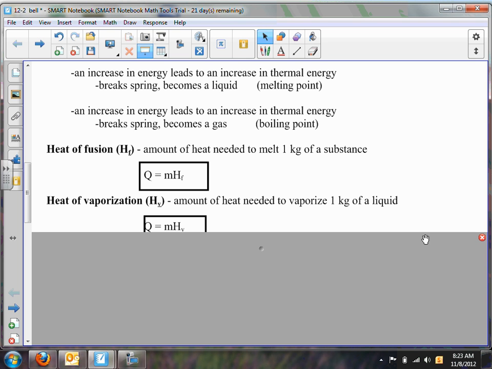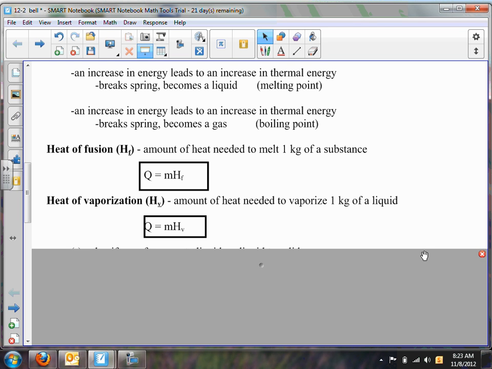We know that you can also go from a liquid to a gas, and that's called vaporizing something. The heat of vaporization, or HV, is the amount of heat it takes to vaporize 1 kilogram of a liquid. How would you compare the Q, or the amount of heat to melt something, with the amount of heat to vaporize something? Hopefully you realize it takes a lot more energy to vaporize something than to melt something.